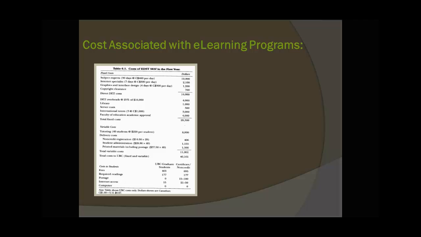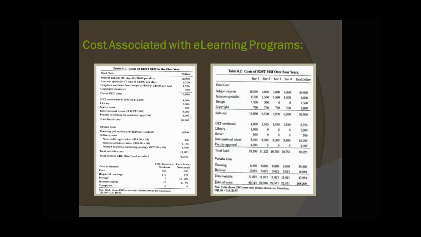The variable costs include the number of students who require tutoring services, course materials, as well as administrative support. Finally, the chart depicts the costs incurred to students, which will be needed to calculate enrollment quotas. Student costs include tuition and fees, course materials, as well as technology requirements. The second chart depicts the cost of e-learning programs over a period of 4 years and includes the same cost variables as the first chart.